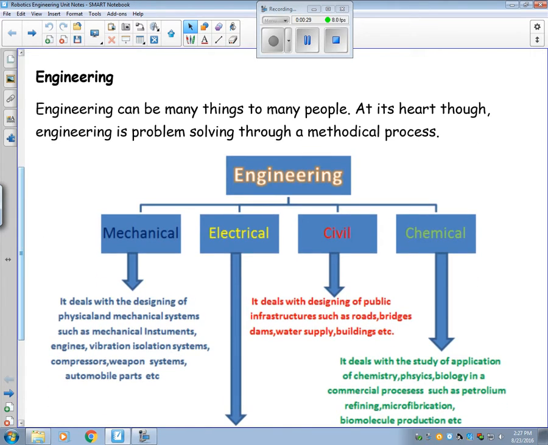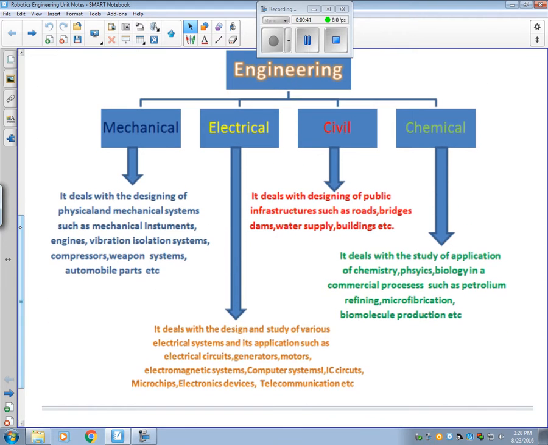It's many things to many people. Basically, though, it's just problem solving. So when you identify a problem, you want to try to solve it. Four main branches then for engineering. We'd have mechanical, electrical, civil, and chemical. And you can read the descriptions for each of those. There are several more. There's computer engineers. There's aeronautical engineers. There's several types.